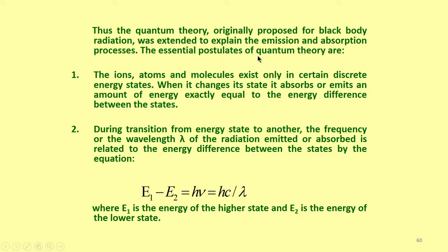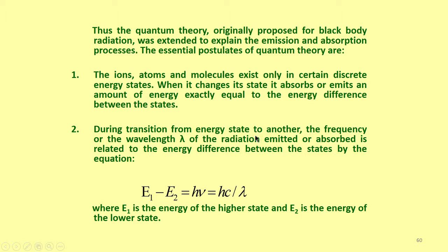So, what are the essential postulates? The essential postulates of the quantum theory are: ions, atoms, and molecules exist only in certain discrete energy levels, and when one changes its state, it absorbs or emits radiation exactly equal to the amount of energy difference between the two states. So, if it gets excited, it absorbs the radiation. If it comes back to the ground state, it emits that radiation, but it will be an exact quantity.